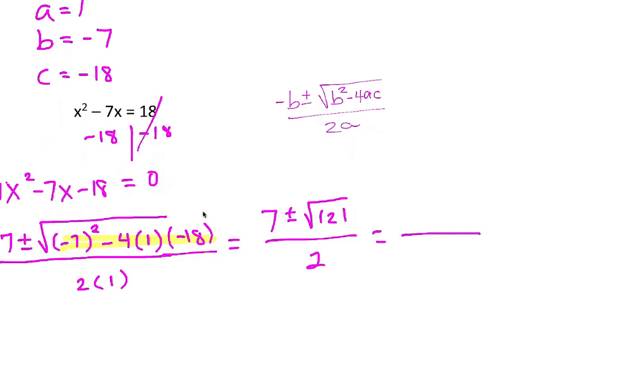Okay, I'm going to simplify a little bit more. I have 7 plus or minus, and I want to see if this will give me a pretty number when I take the square root of 121. So if you don't know it off the top of your head, type it in. The square root of 121 is 11, which is pretty. So all I did was simplify this piece now to get the 11.